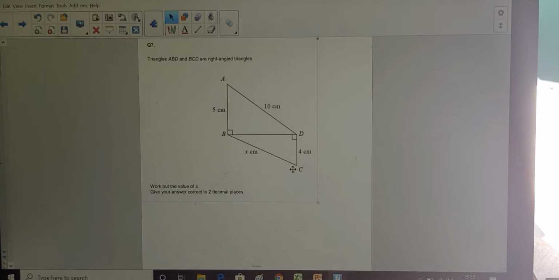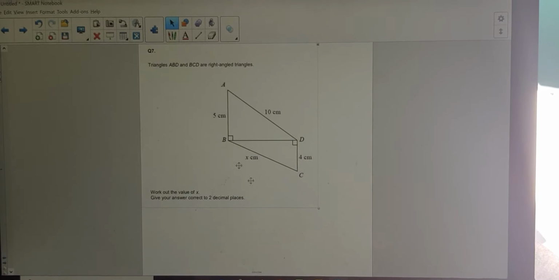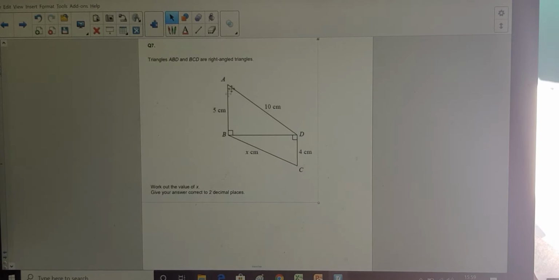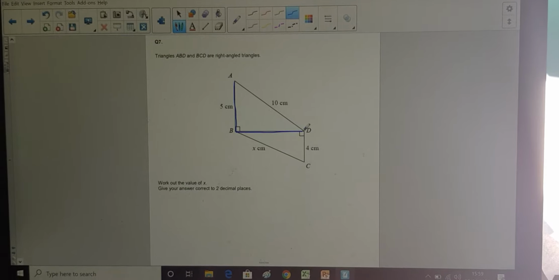And question 7. Triangles ABD and BCD are right angled triangles. Work out the value of x. Okay, right. So I'm going to do exactly the same thing we did last time. I'm just going to label both triangles.